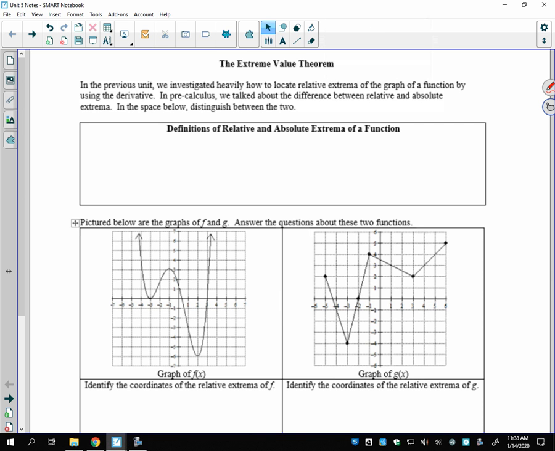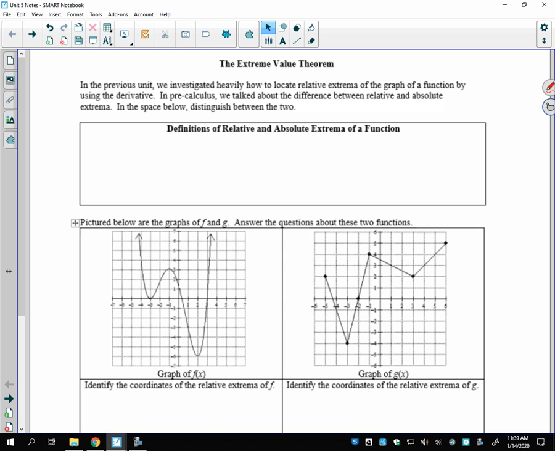Okay, so this unit is wrapping up our derivatives. It's application of derivatives part 2. And so we have a few theorems that we're going to start with. It says in the previous unit we investigated heavily how to locate relative extrema of a graph.